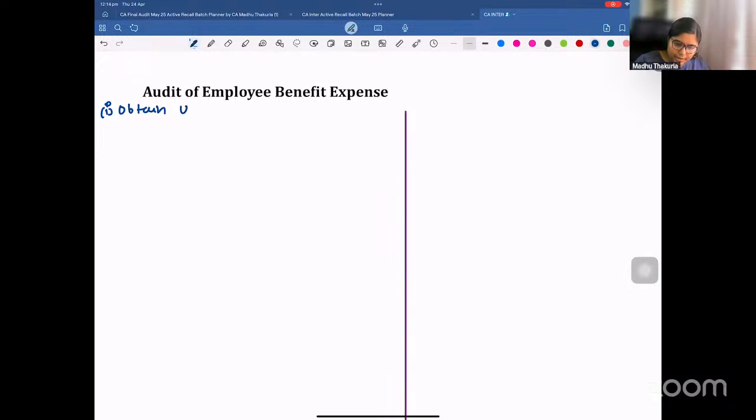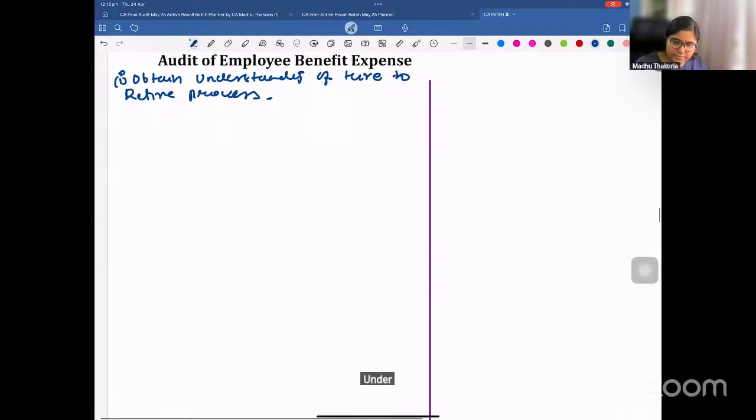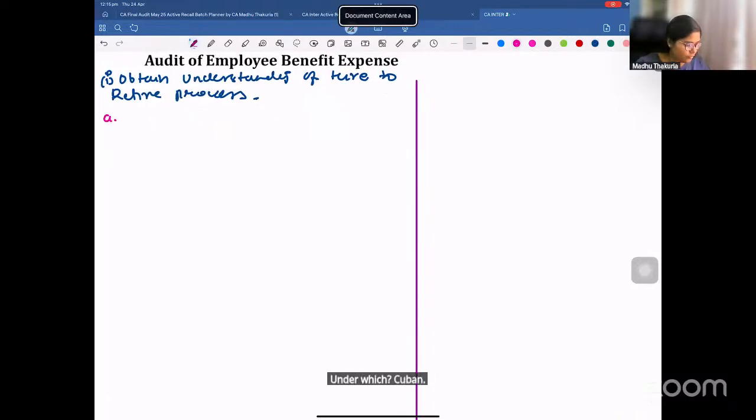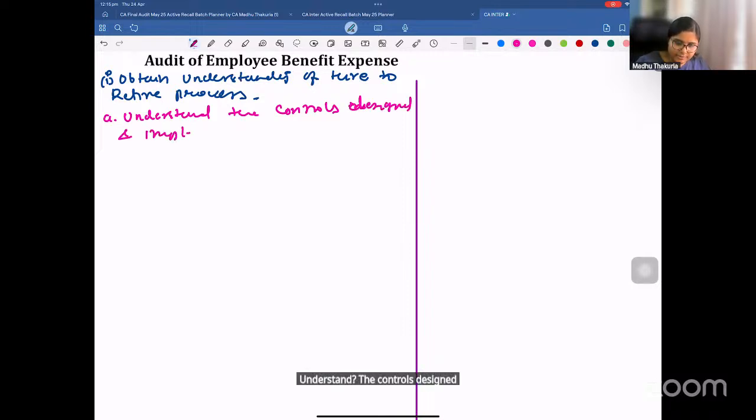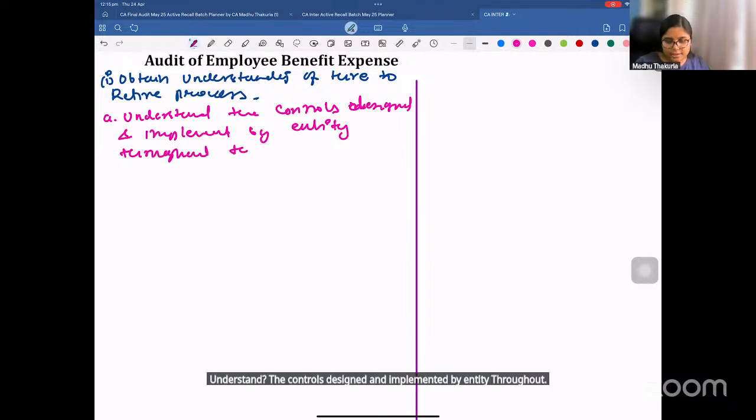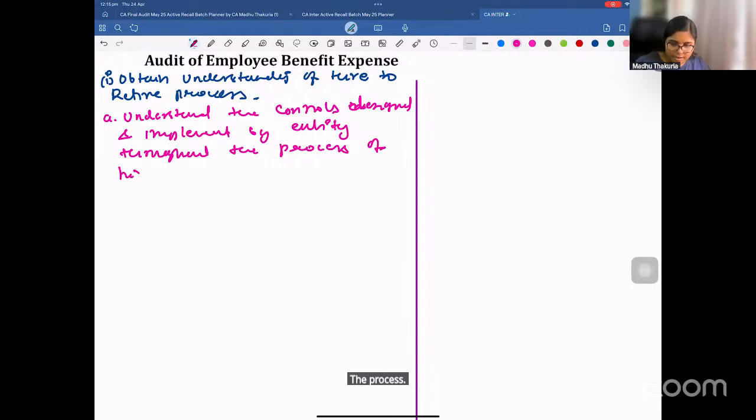Obtain understanding of hire to retire process, under which you will do one: understand the controls designed and implemented by the entity throughout the process of hiring an employee to his or her retirement.